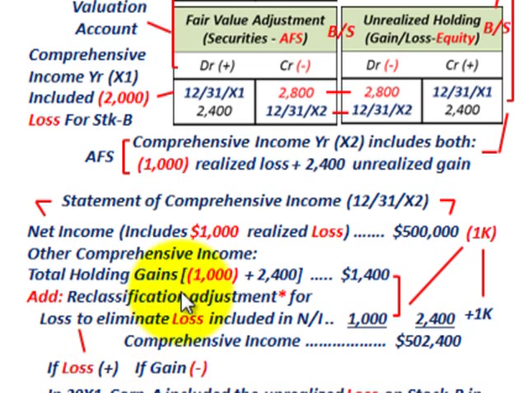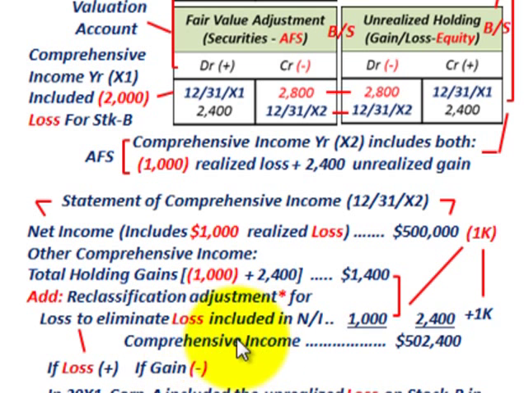Now, if you had a gain in your net income, any realized gains, then you'd have to subtract out those gains from your other comprehensive income. So you'd have to subtract out gains. That's the only rule you want to go with here.